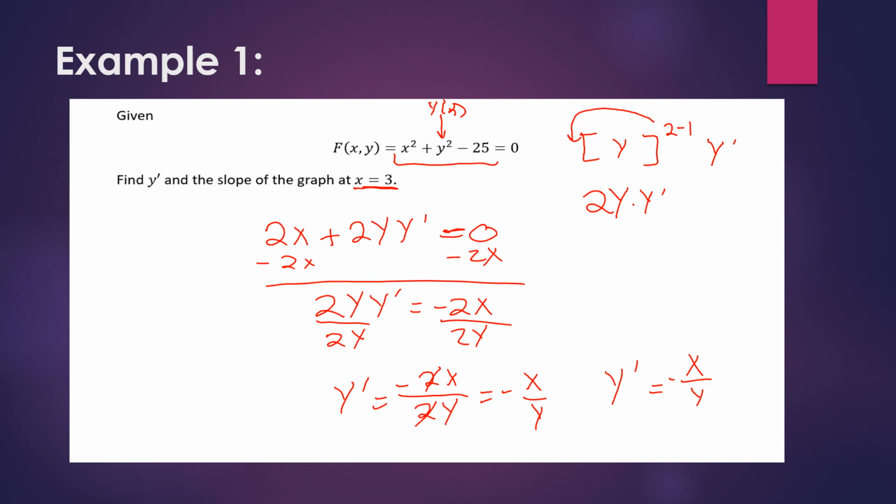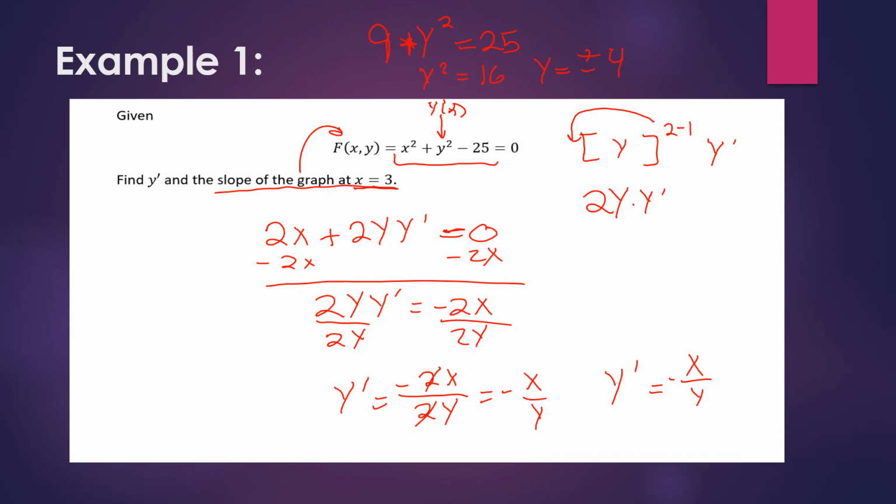Now they're asking for us to find the slope of the graph at x equals 3. So in order to do that, I need to figure out what is my y value. If we take a look up here, we can figure that out. If I plug in 3 for x, x squared is going to be 9 plus y squared minus 25. So I'm going to move that 25 over. So I get 9 plus y squared equals 25. So y squared is going to be 16, meaning y is plus or minus 4.